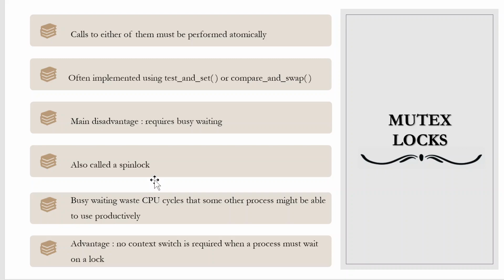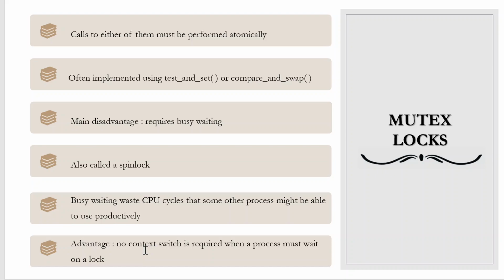This continual looping is clearly a problem in a real multi-programming system where a single CPU is shared among many processes. Busy waiting wastes the CPU cycles that some other process might be able to use productively. Spin locks do have an advantage, however, in that no context switch is required when a process must wait on a lock, and a context switch may take considerable time.